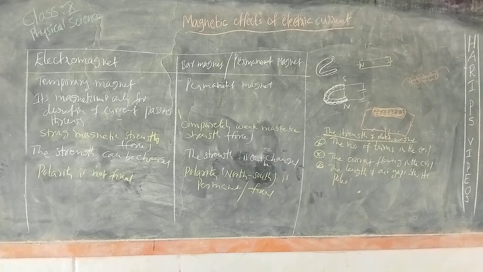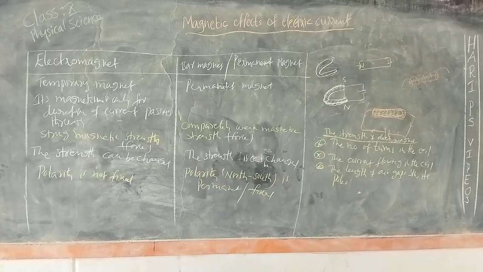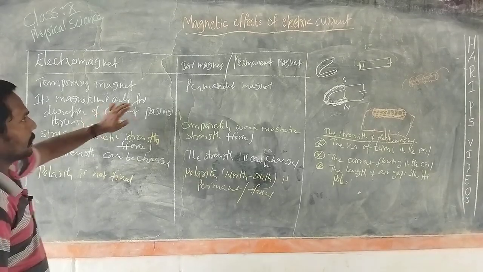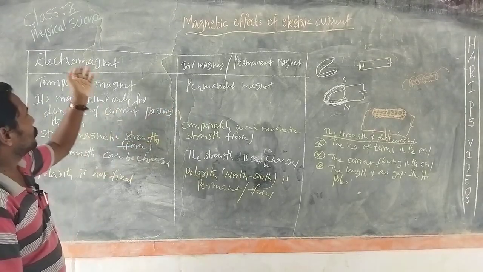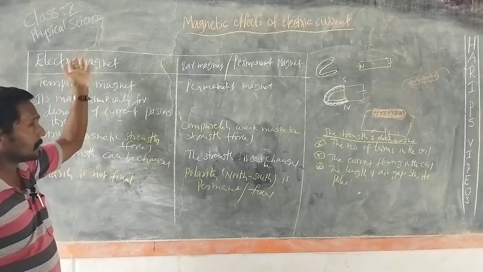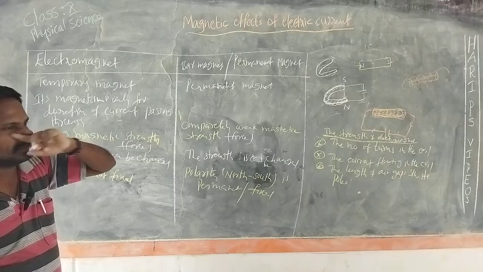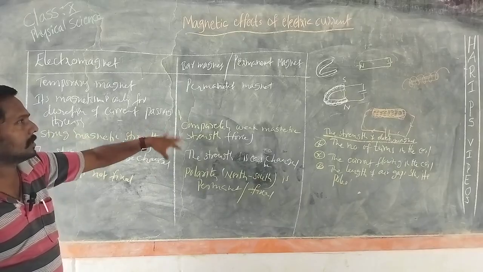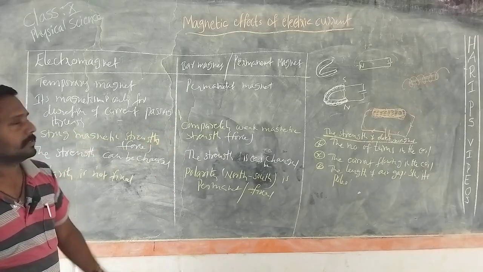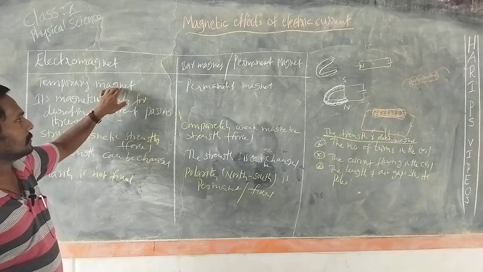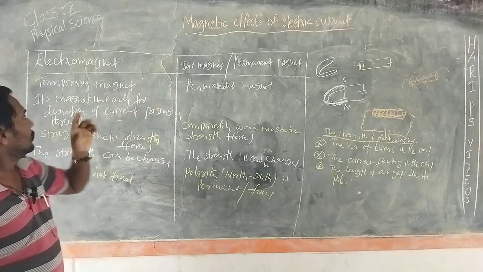So this is about the differences between an electromagnet and a bar magnet. We discussed some points regarding the electromagnet, and these are the simple differences between a temporary magnet and a permanent magnet, right?